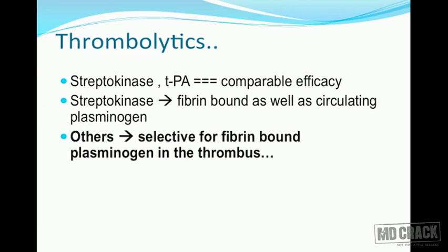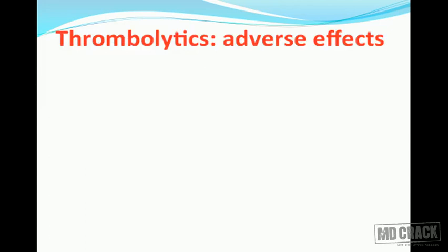to the fibrin. Whereas the rest of the drugs, the newer drugs like tissue plasminogen activator, are more selective for fibrin bound plasminogen. It means they are going to target the thrombus, not the plasminogen which is circulating. So that's more selective action. They are going to be selective for fibrin bound plasminogen in the thrombus, and this is why we prefer the newer thrombolytic agents.